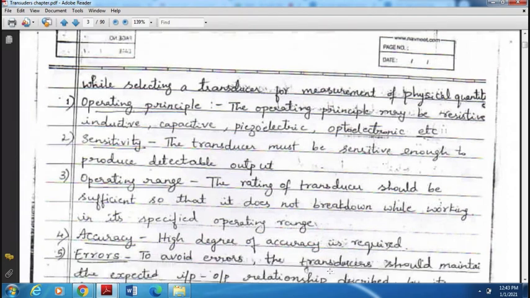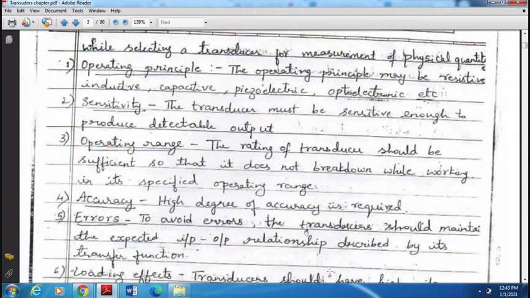Okay, next is accuracy. Obviously, accuracy is considered not only for transducers but for all types of devices. For all devices, the very first point we look into is accuracy. How accurate is it, what is the degree of accuracy of this particular equipment? The transducer which has higher accuracy is the type we are going to select.